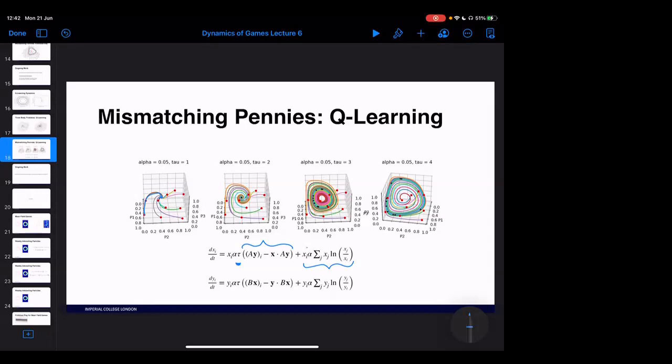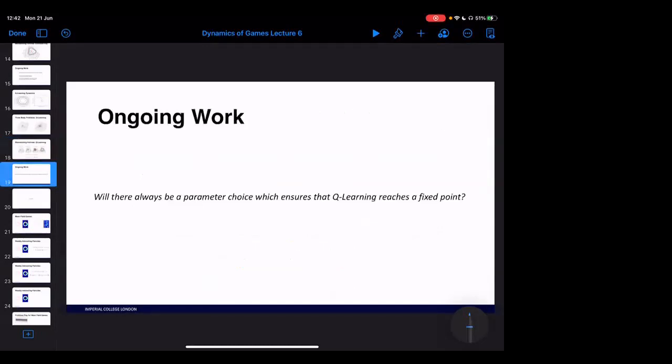And so you can see that there's this bifurcation that occurs. Essentially, if you go back the other direction, you're moving from a limit cycle, eventually reaching a fixed point, right? As you vary the value of tau. And so there's a question of, is there always going to be a choice of parameters for which this behavior occurs? Is there always going to be a choice of alpha or tau for which you move from non-convergent replicator-like behavior to convergent behavior in Q-learning?